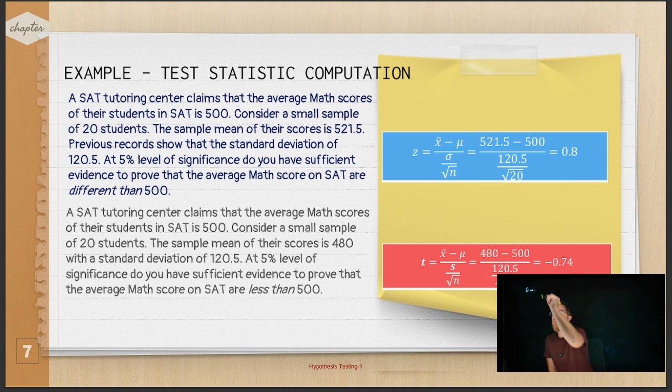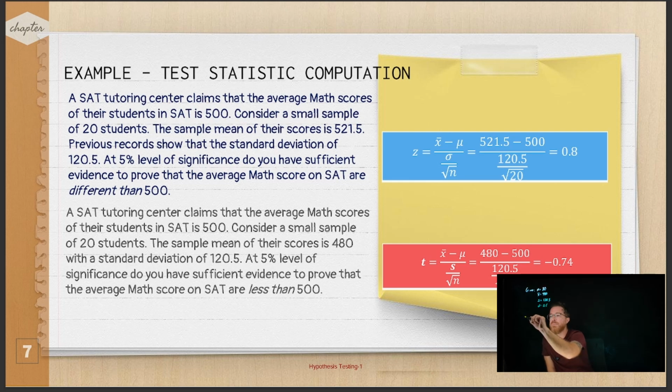So given, we have a small sample of n equals 20. We have x bar equals 480 in this case. Now, the next part is our standard deviation. The way it's written is that we have a sample mean of 480 with a standard deviation. This implies that we actually calculated this from our sample. So in this case, we have S equals 120.5. And then, of course, our alpha is 0.05.